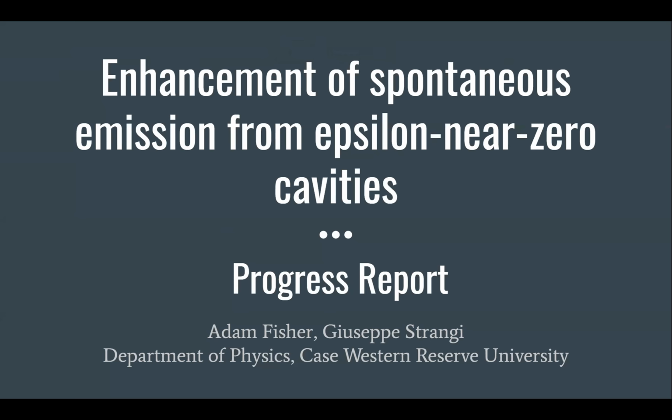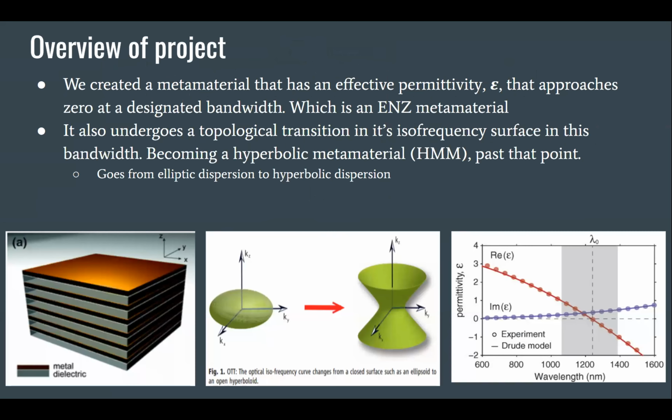To start this, a little bit of an overview of the project. What we are aiming to do is create a metamaterial that has an effective permittivity that approaches zero at a designated bandwidth, which is called an ENZ metamaterial. But we also seek to couple this with another class of metamaterial, which is a hyperbolic metamaterial. And so we seek to combine those and prove that they have an enhancement of the spontaneous emission rate within a novel cavity geometry. So quickly, let's go over what that all kind of means.